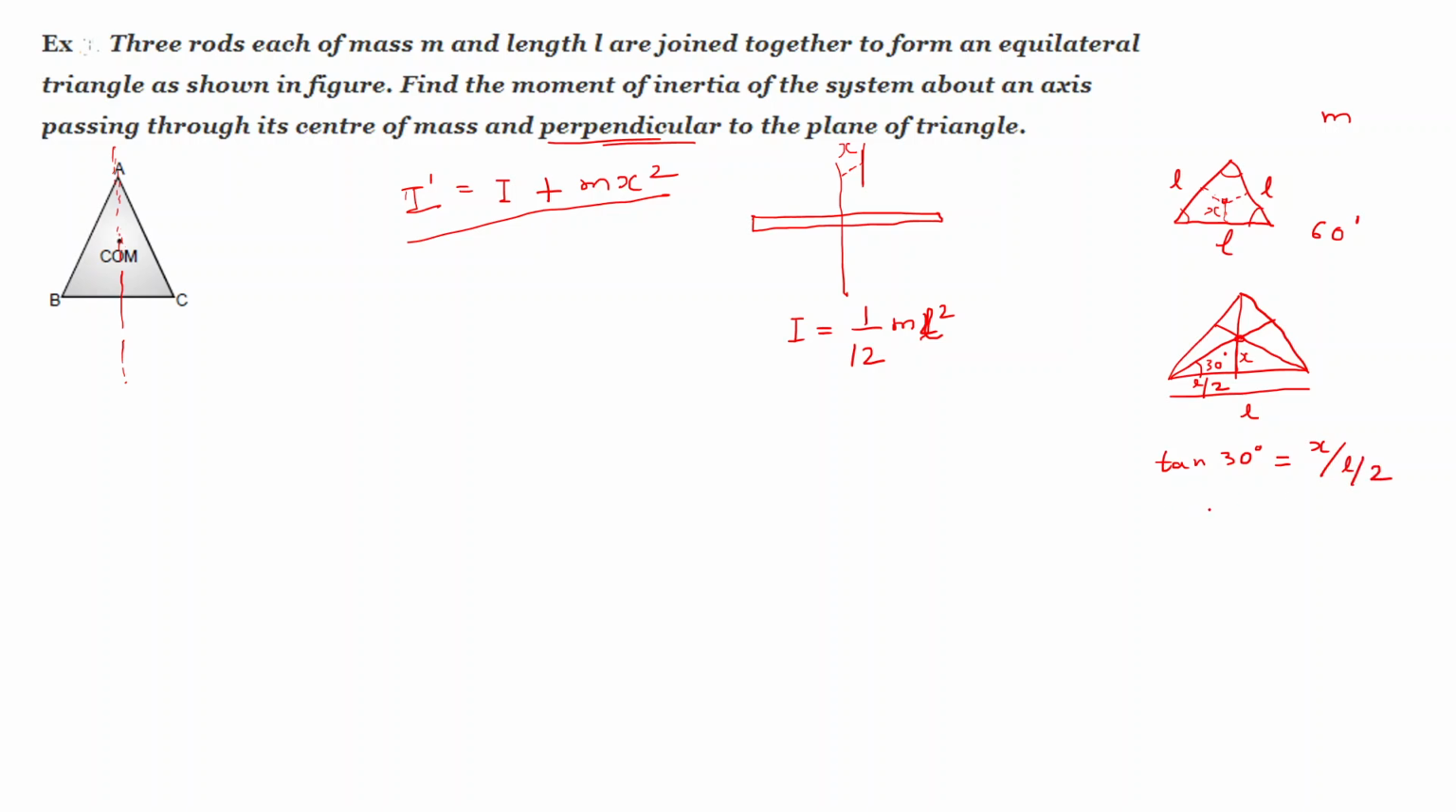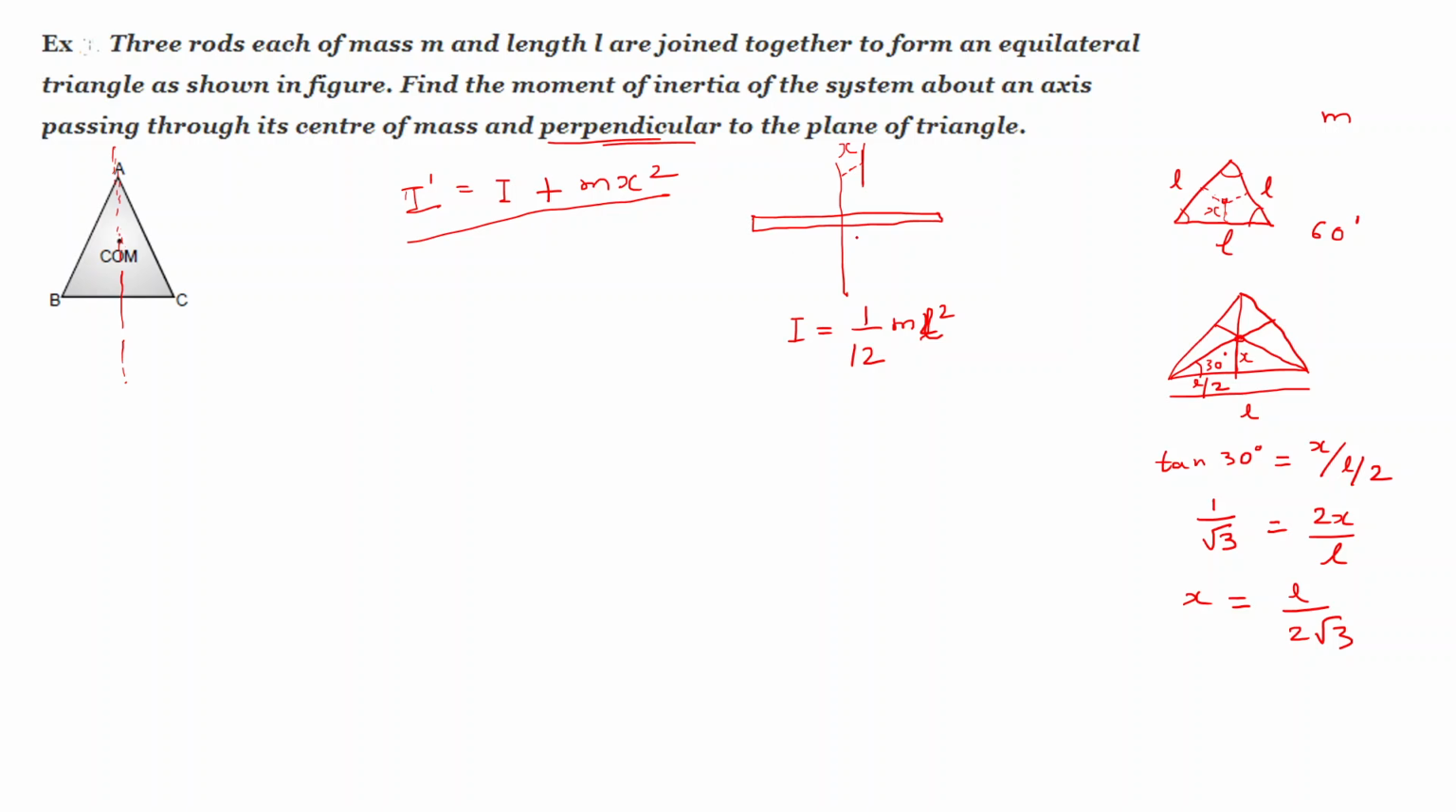Now tan 30 degree is 1 by root 3, so this will be 2x by L. That means x is what? X is L by 2 root 3. I hope this is correct. X is L by 2 root 3.